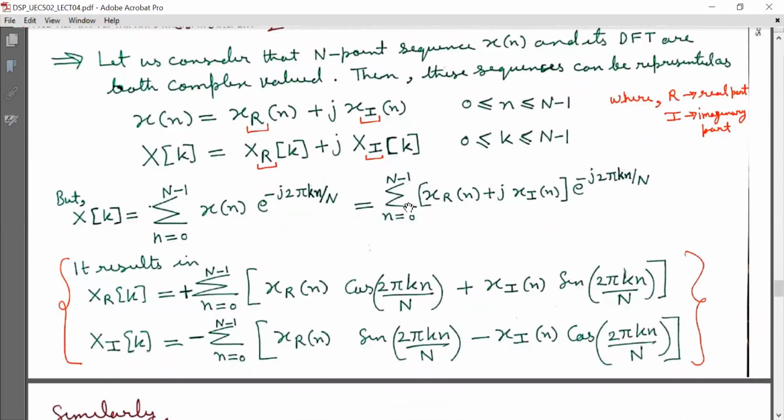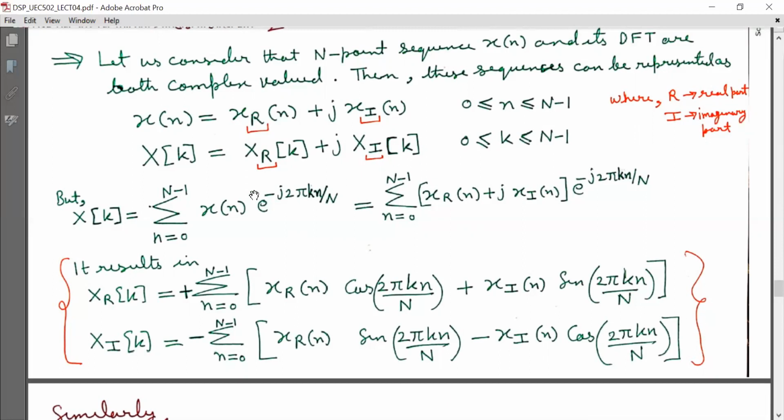Let us consider that a capital N point sequence x(n) and its DFT are both complex valued. Then these sequences can be represented as x(n) is equal to x_R(n) plus iota x_I(n), and X(k) is equal to X_R(k) plus iota X_I(k), when n is changing from 0 to N minus 1, or k is lying in the range 0 to N minus 1, where capital R is the real part and capital I is indicating the imaginary part.